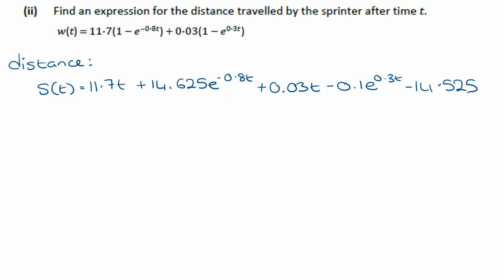Now I can write my final expression for the distance. So my final expression for distance is s of t. Now you could just call that s if you wanted, but s is our symbol for distance, really for displacement. But our s of t is equal to 11.7t plus 14.625 e to the power of minus 0.8t plus 0.03t minus 0.1 e to the power of 0.3t minus what we just worked out as that coefficient, that's c, the constant of integration, 14.525.